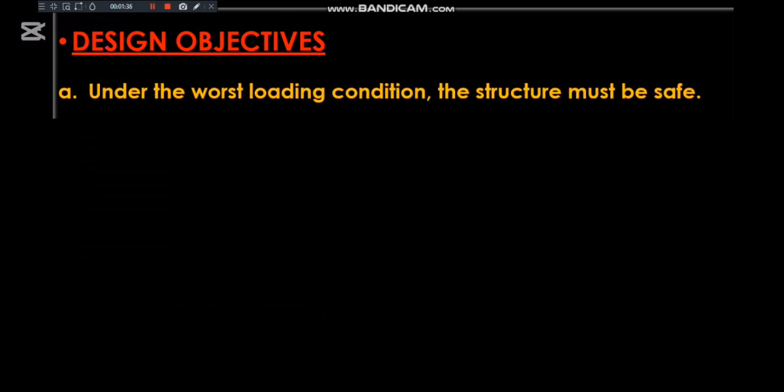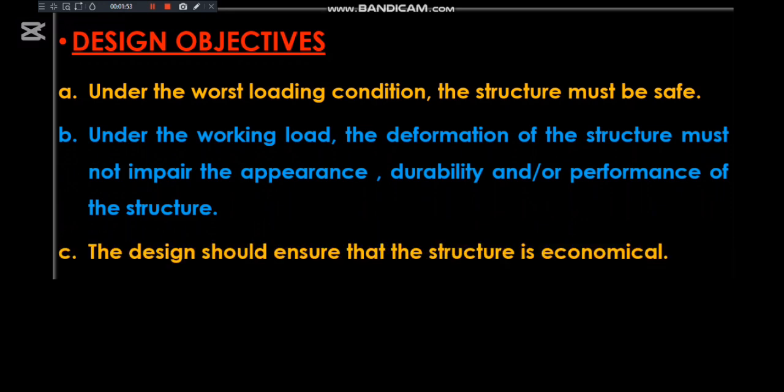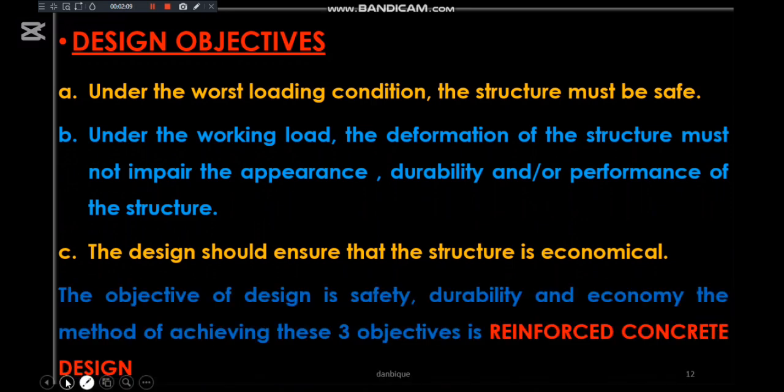So we continue. What are the design objectives? What are the things that should form your objectives when you are designing a reinforced concrete member? Number one, under the worst loading condition, the structure must be safe. Number two, under the working load, the deformation of the structure must not impair the appearance. It must not impair the durability and the performance of the structure. Number three, the design should ensure that the structure is economical. The objective of design is safety, durability, and economy. The method of achieving these three objectives is called reinforced concrete design.